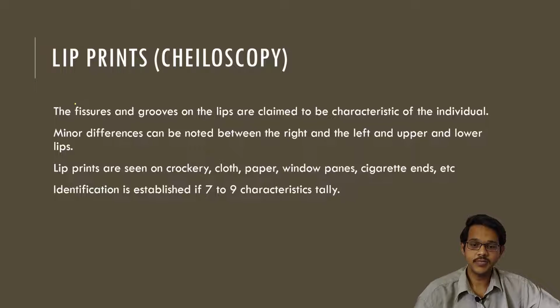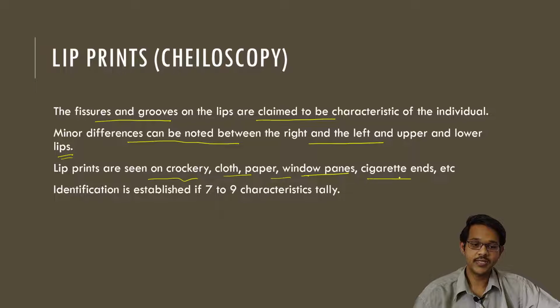Now coming to lip prints. The fissures and grooves on the lips are claimed to be characteristic of individuals. Minor differences can be noted between the right and left and upper and lower parts of the lips. Lip prints are seen on crockery, cloth, paper, window panes, cigarette ends, etc.